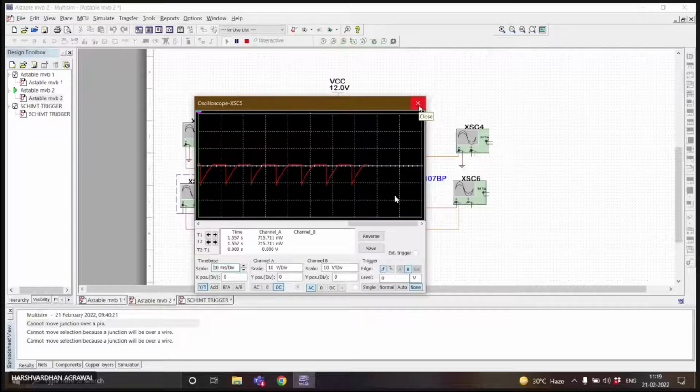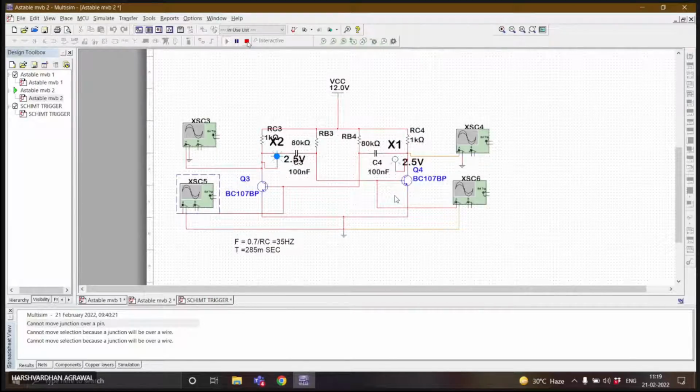So please check the frequency also and compare the theoretical and practical values of frequencies. Yes, ma'am, I'll calculate it now. Okay, fine, Harsh. Thank you, ma'am.